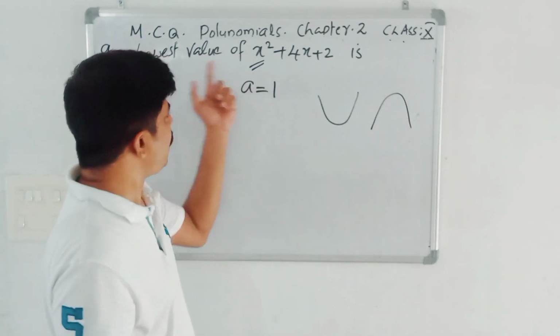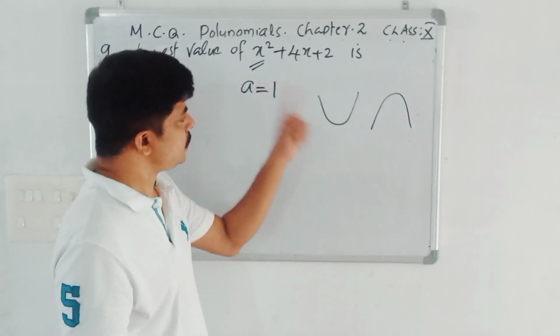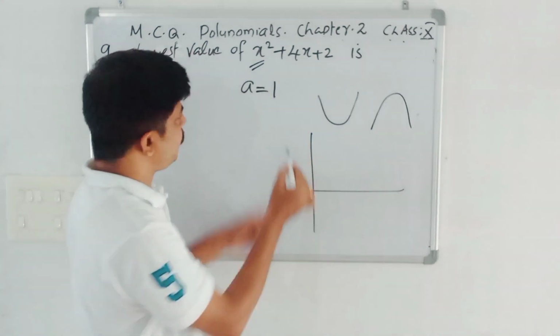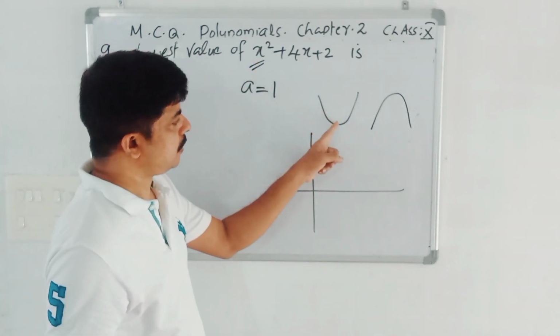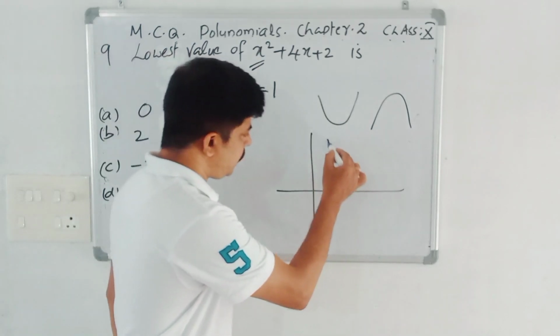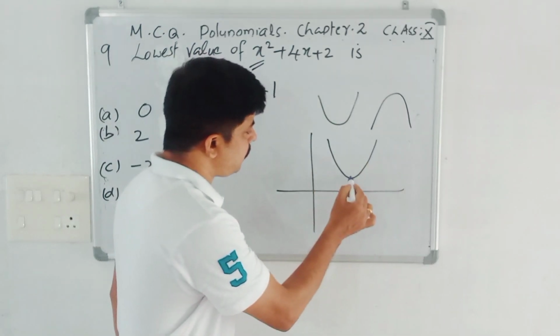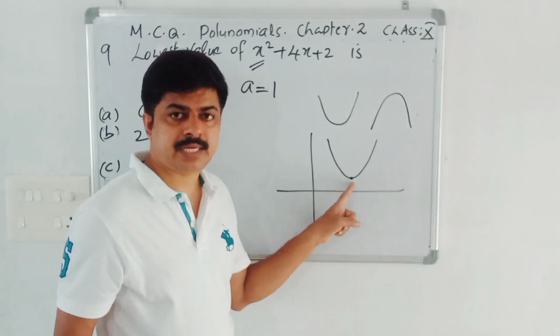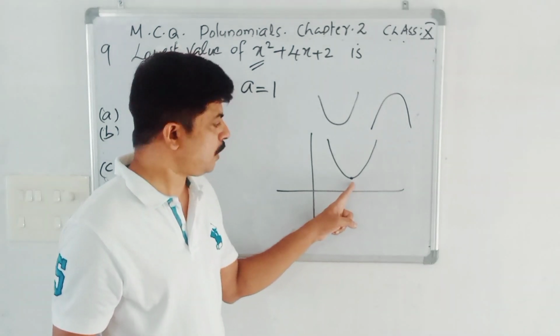Then what is the meaning of the lowest value? Lowest value means, in the graph, of course the graph will be a parabola open upward because our a is 1. Suppose the graph is like that, we will be getting some minimum value. Minimum value means the y value of the vertex. This is called the vertex.